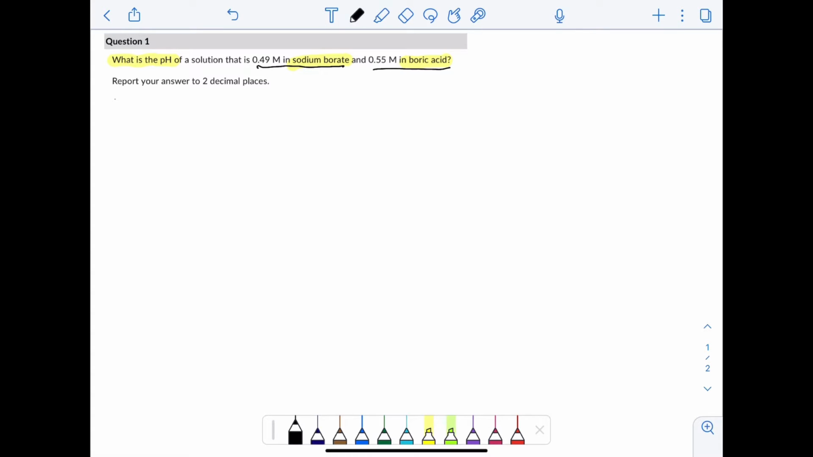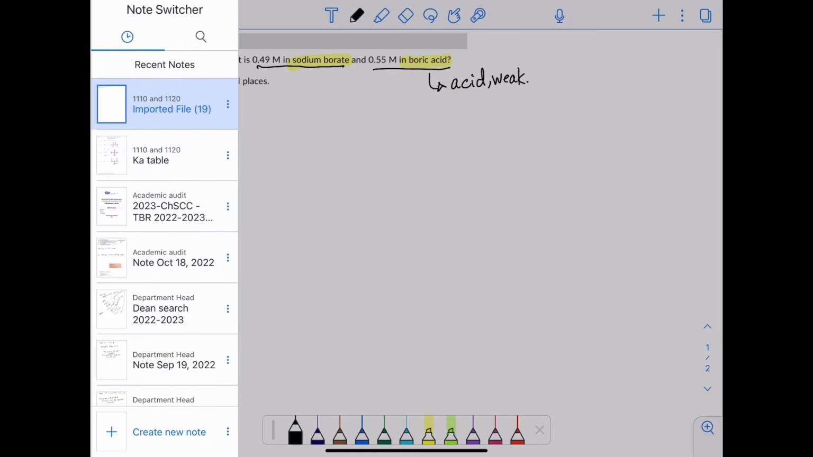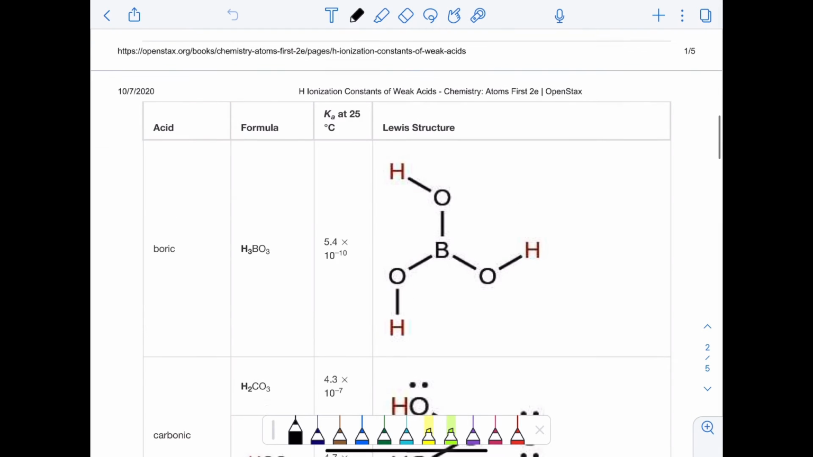I have two things in my beaker. They are sodium borate and boric acid. So the next thing I do is I identify what are these two. Boric acid is obviously an acid. Let's do the easy one first. It is not one of the strong ones I have memorized, so it must be weak, and I can further confirm that by looking at the Ka table.